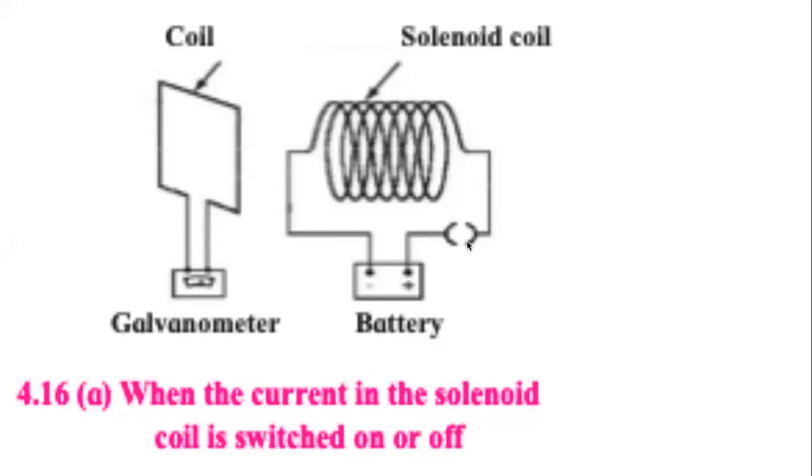And we will notice that whenever we switch it on or we switch it off, mind my words carefully, whenever we switch it on or whenever we switch it off, the needle of the galvanometer will move. And it will tell us that, yes, electric current was produced in the coil. We are passing electric current through the solenoid coil, because of which electric current is produced in the coil.